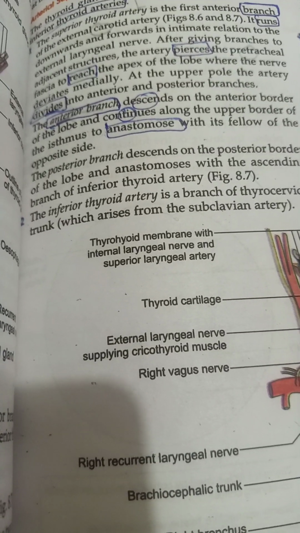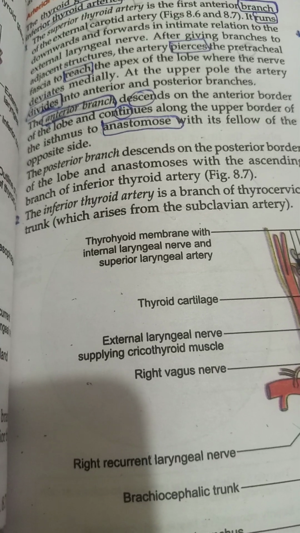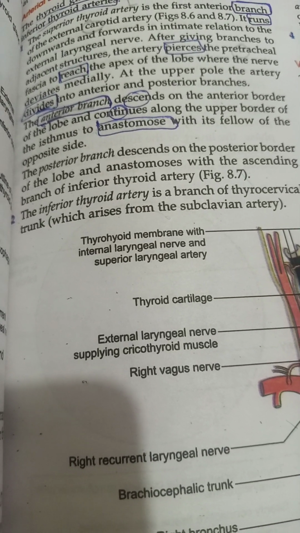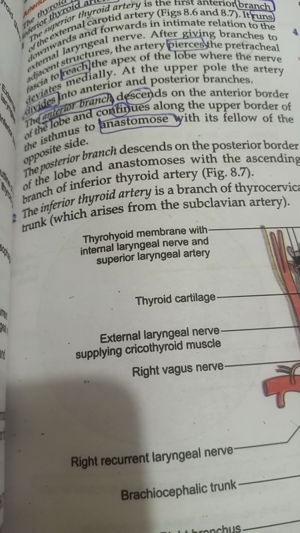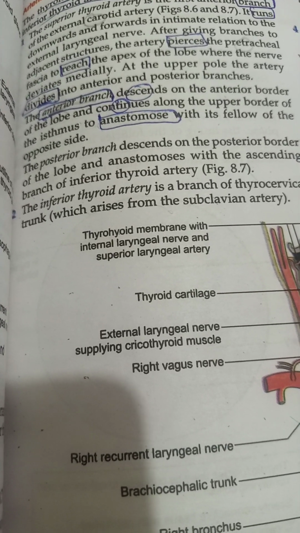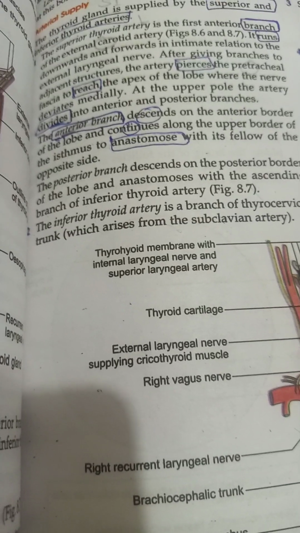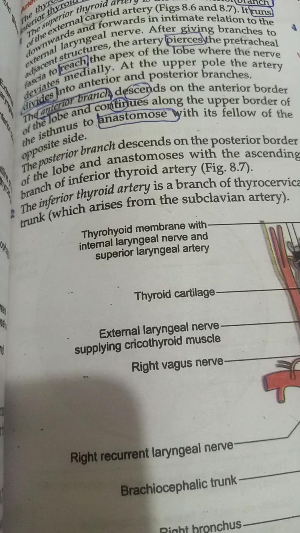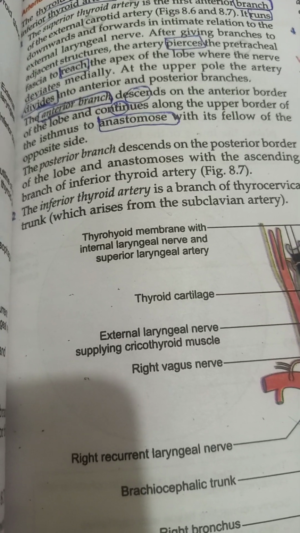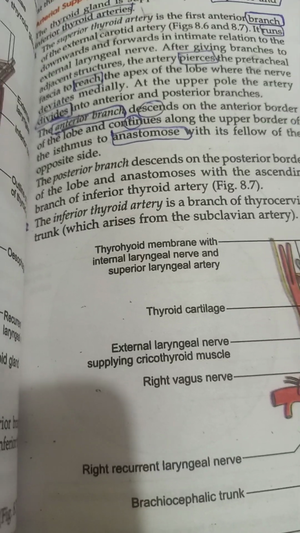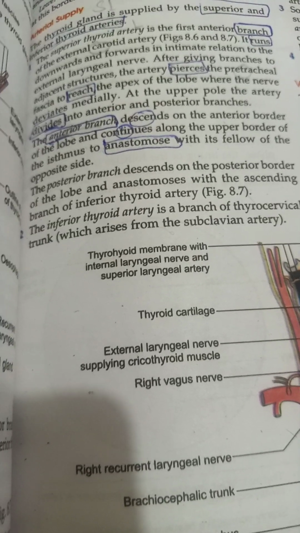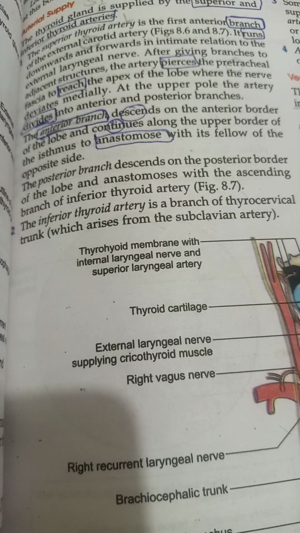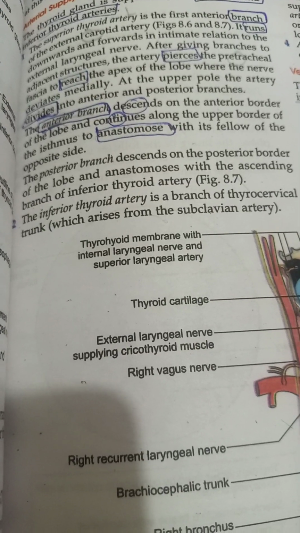So we have two branches, anterior branch and posterior branch. Anterior branch will descend on the anterior border of the lobe and continue along the upper border of the isthmus to anastomose with its fellow of the opposite side. Posterior branch descends on the posterior border of the lobe and anastomoses with the ascending branch of the inferior thyroid artery.